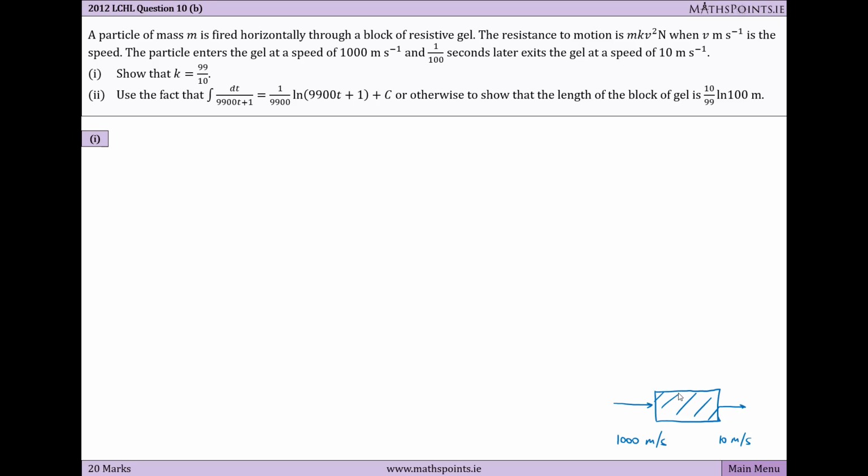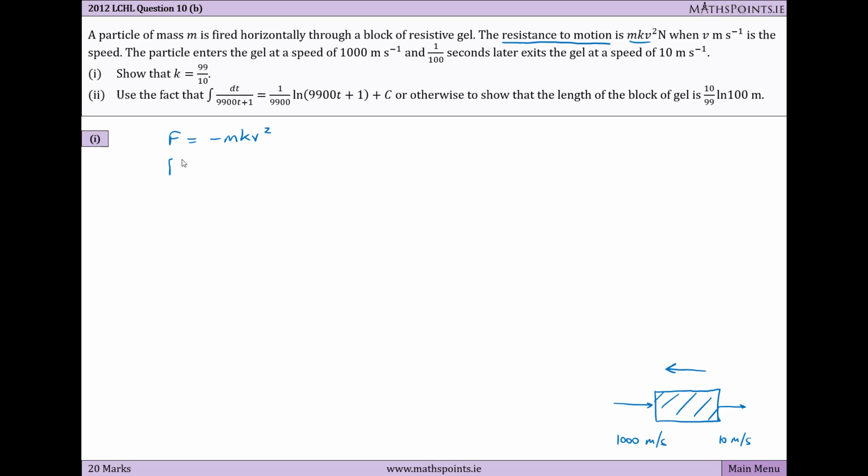So we can see that the particle is obviously decelerated as it's passed through the gel. We're told that there is a resistance to motion of mkv squared. So we have a force here acting in the opposite direction to motion. So the force is equal to minus mkv squared. So obviously the force, this resistance, is some proportion of the velocity squared.